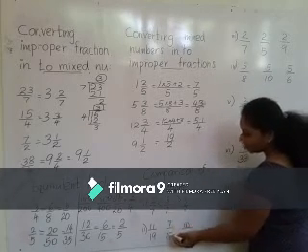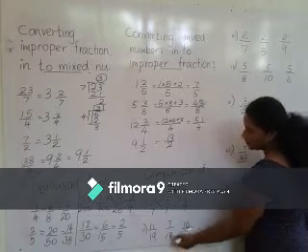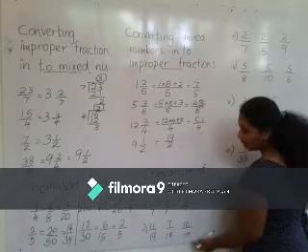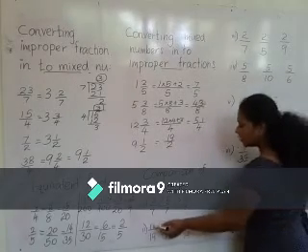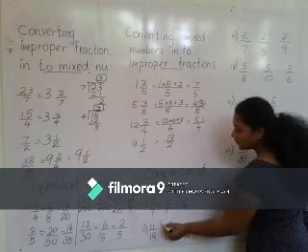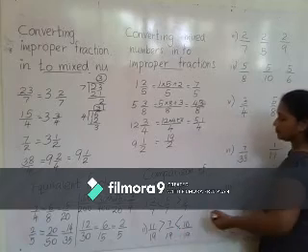And here 11/19, 7/19, 10/19. Here also the denominator is the same. So, we must consider the numerator. The highest numerator when we compare 11 and 7 is 11. 7 and 10, when we consider, it is 10.